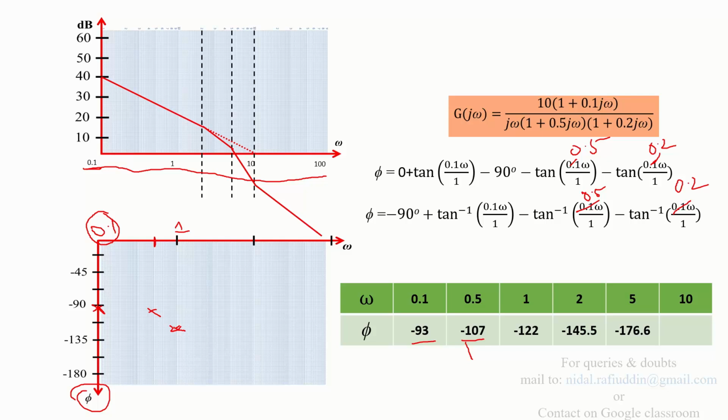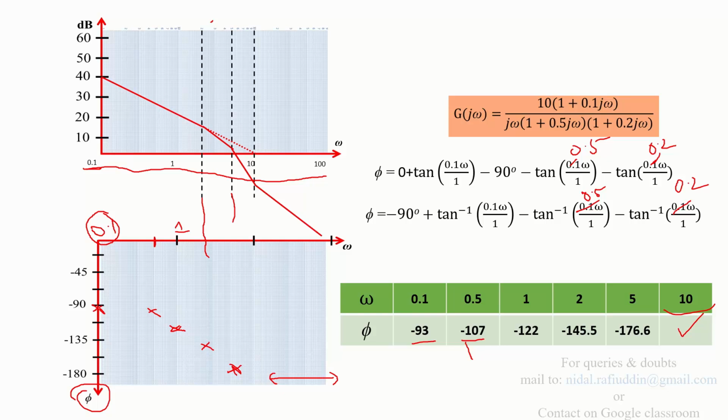Then at omega equal to 2, so omega 2 is here. This is omega 2. At omega 2, I have minus 145 degrees. The point lies somewhere here. Then omega 5, this is the point omega 5. I have minus 176 degrees, which is somewhere here. And so on. You can take further values as well, 10, 100, 1000, and so on, depending upon how much you have left on the right side.